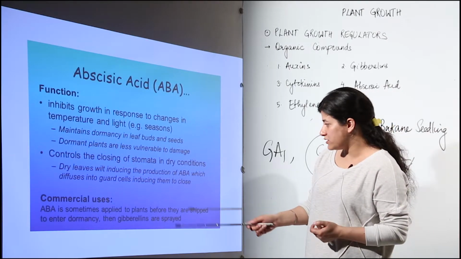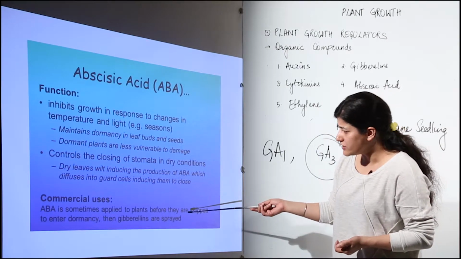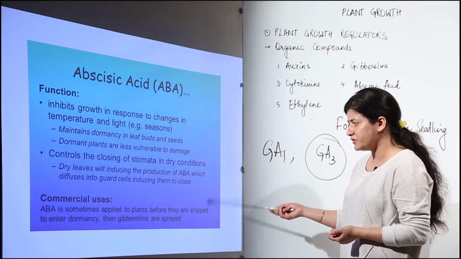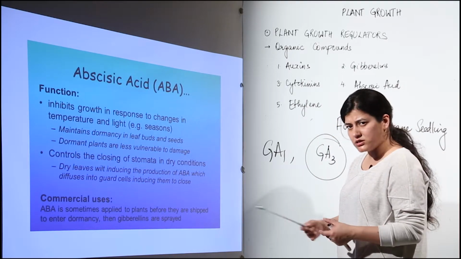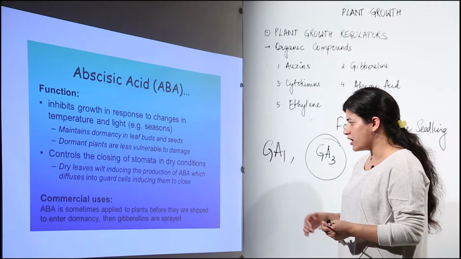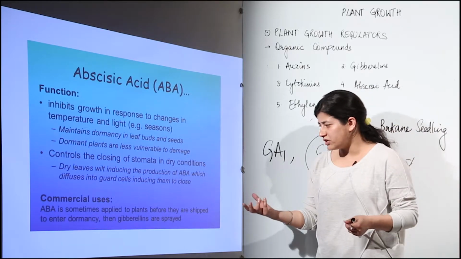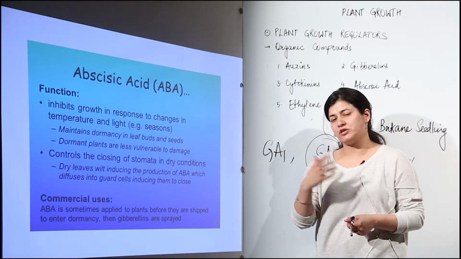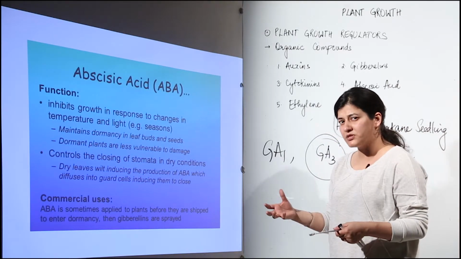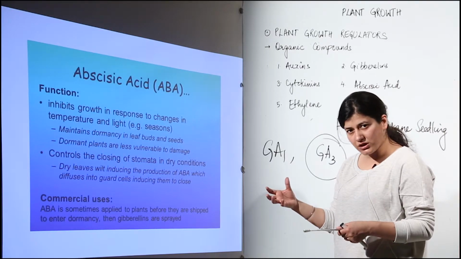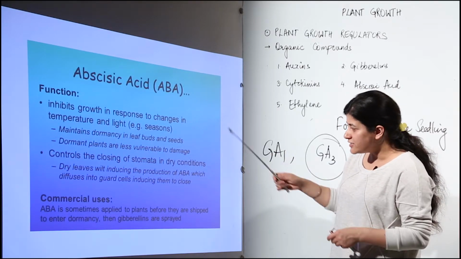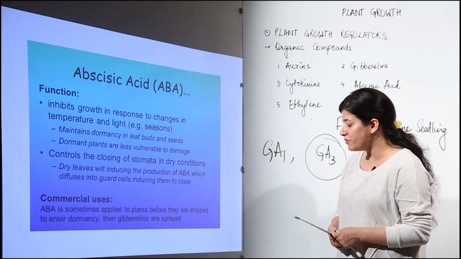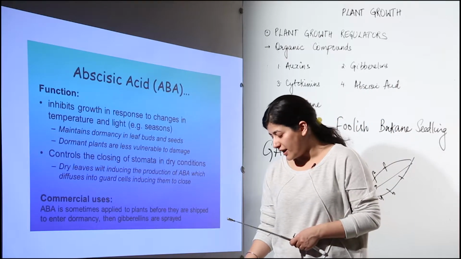Okay, and there are commercial uses mentioned over here. Plants which have to be shipped on longer distance journeys, say you are asking for a particular fruit or plant from the South American continent, have to be shipped in greater quantities with ships, and it takes 2 to 3 months to reach you. So they would be given abscisic acid so that they enter the stage of dormancy, because this hormone is responsible for bringing dormancy to the plants.